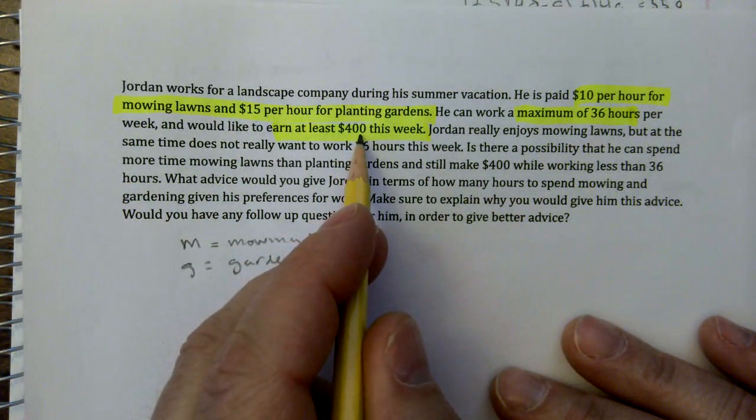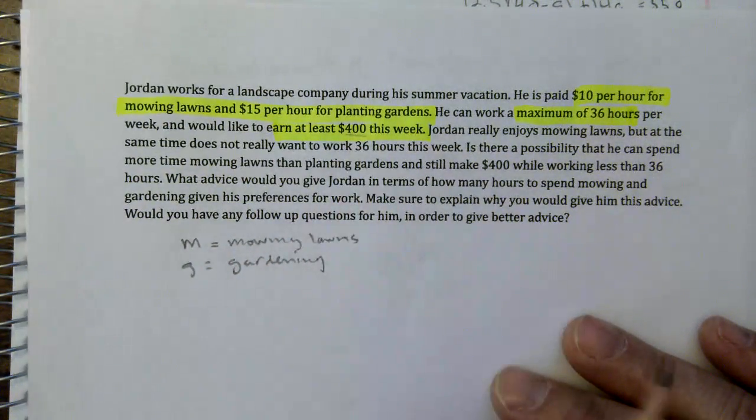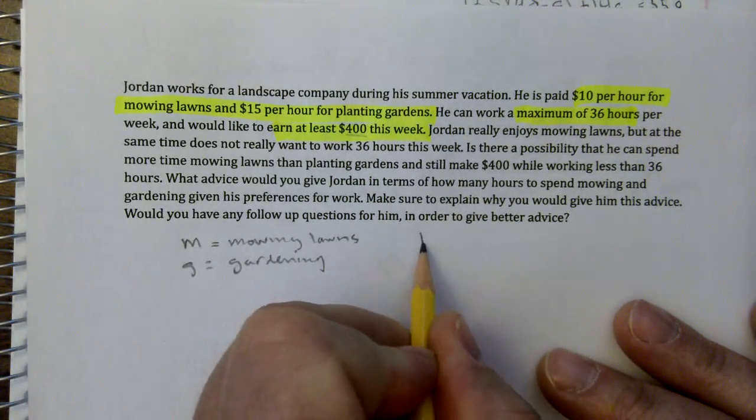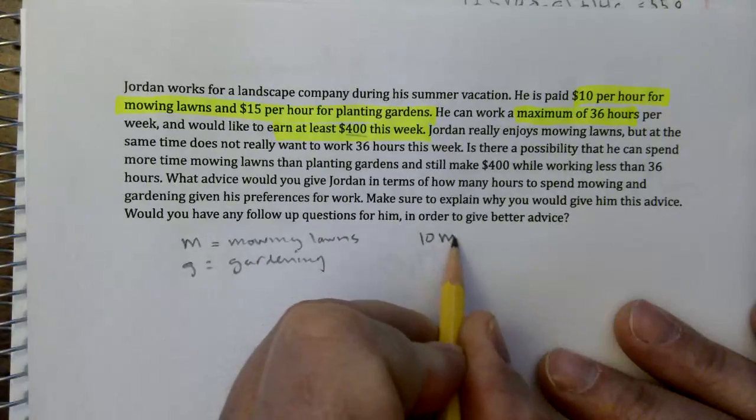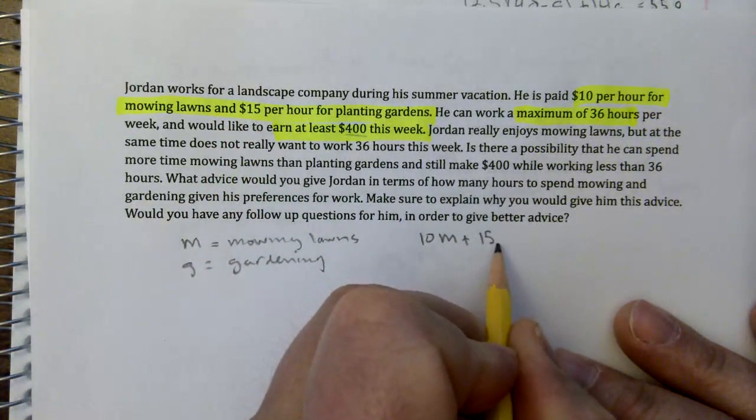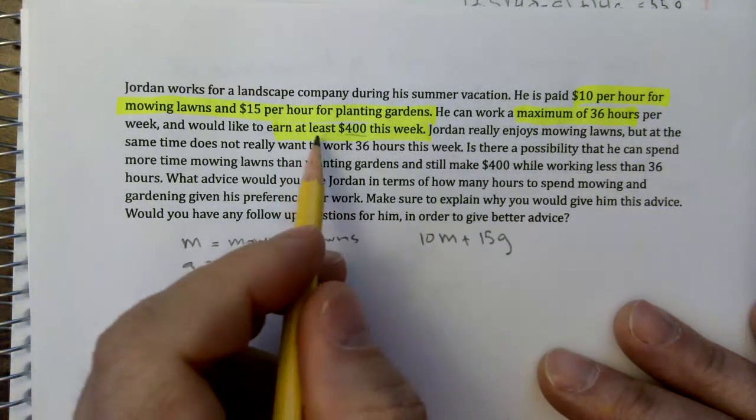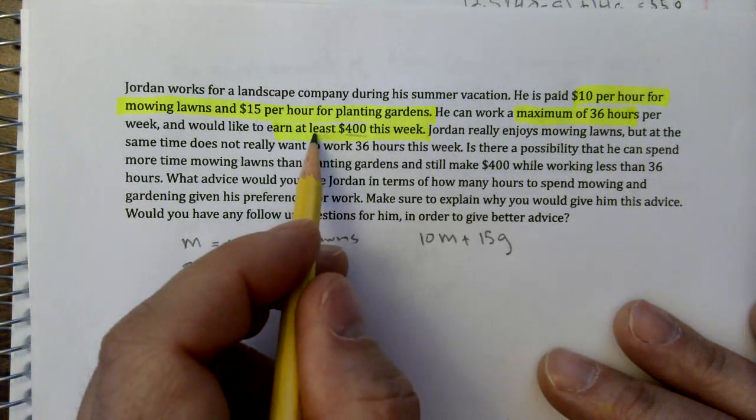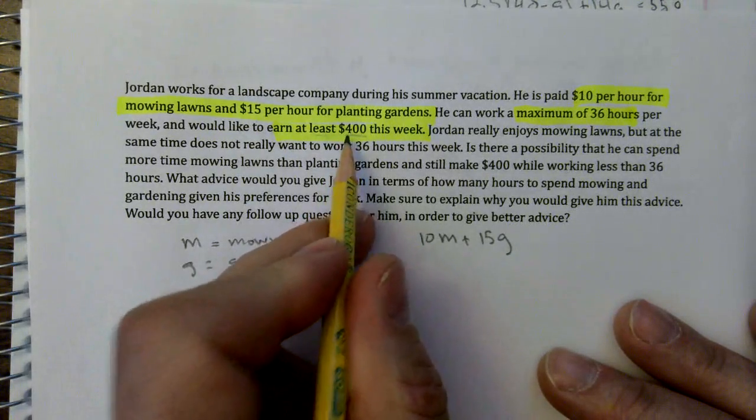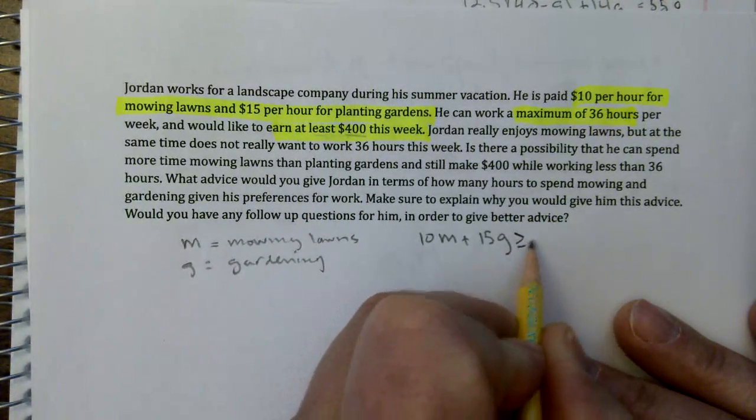And since it's dealing with the amount of money, we're going to try to get to this $400 thing. So let's just start with $10 for mowing lawns plus $15 for planting gardens. And he wants to make at least 400. So when we say at least, it means we want to make a minimum of 400. So we need to make 400 or more. So it would be greater than or equal to 400.